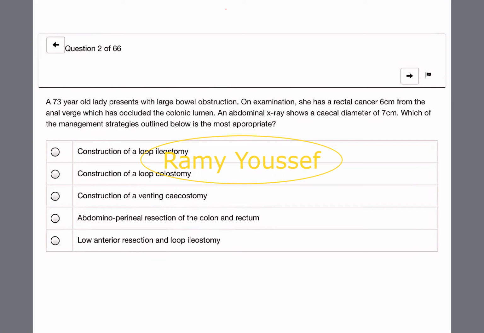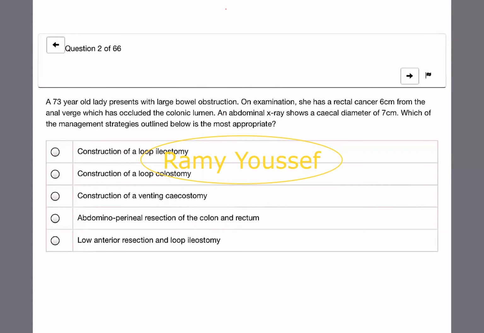Okay, read the scenario again. This is a 73-year-old lady with obstruction, rectal cancer, with a very large occluded colonic lumen and an abdominal X-ray cecal diameter. Which of the management options? MRI for staging? No. So we will go for B, loop colostomy.